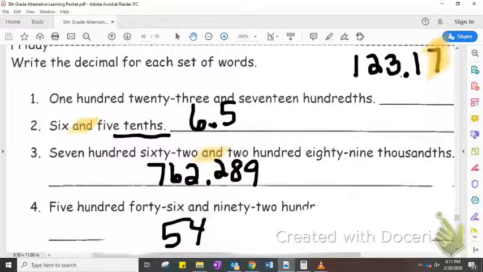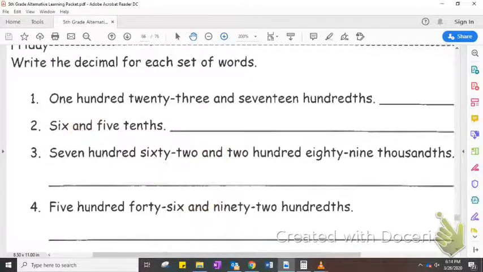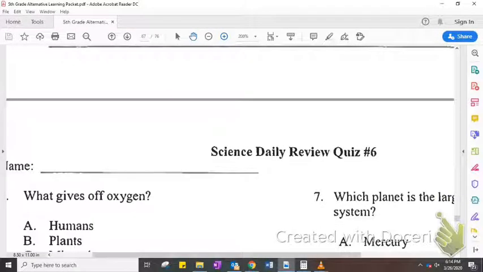546. And there's our decimal point. 92 hundredths. Okay, that last digit 2 has to be in the hundredths place. And it is. And we're good. We're finished. Nice work.